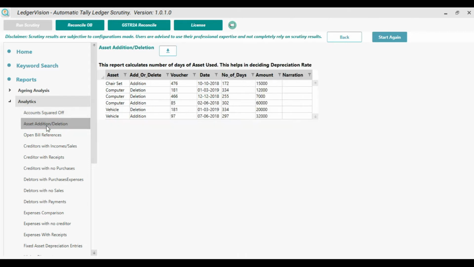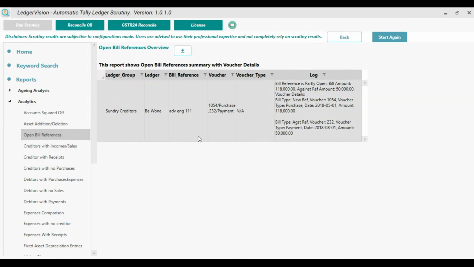The second report is asset addition and deletion. So these are the details like voucher number, date, amount. If at all narration is given in the entry, the narration will appear. This is the number of days, that is, in case of addition, the number of days after addition, and in case of deletion, the number of days till the date of deletion. So this will be helpful for calculating depreciation, whether to use the full rate of depreciation or half rate of depreciation. If at all bill wise accounting is there, then bill wise details are given, which are the bills which are partly open, fully open, etc.